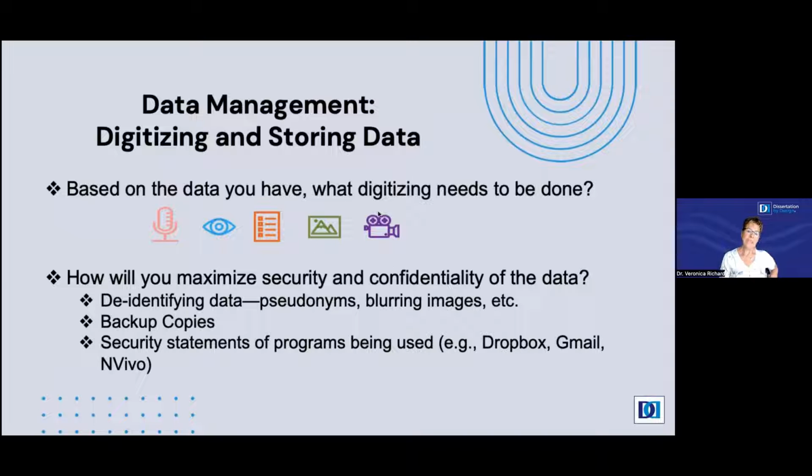Once we understand how we're going to digitize the documents, if that's appropriate, sometimes it's not appropriate, then we want to think about security and protecting the confidentiality of our participants. So how will we go about de-identifying data? Are we going to use pseudonyms, blurring images if I'm looking at film data, that sort of thing?